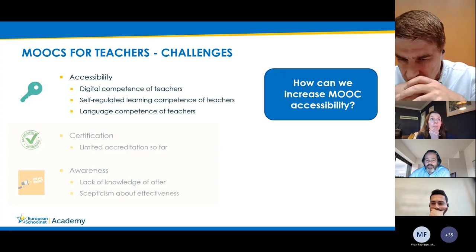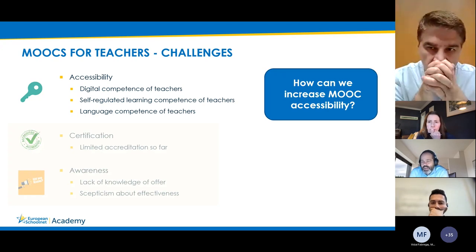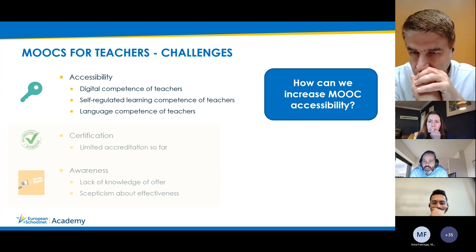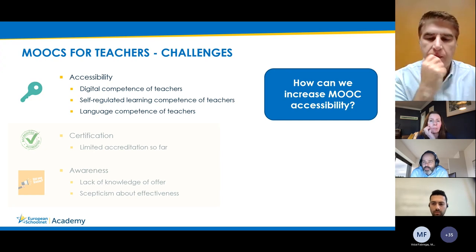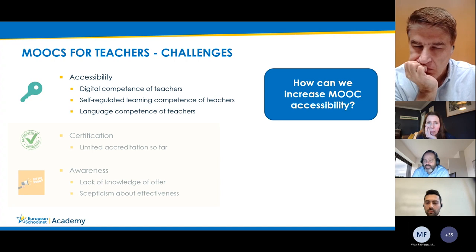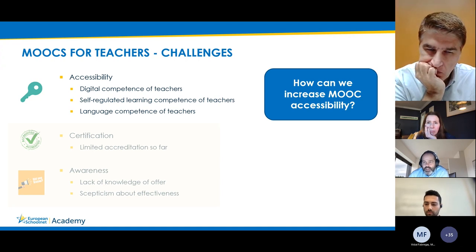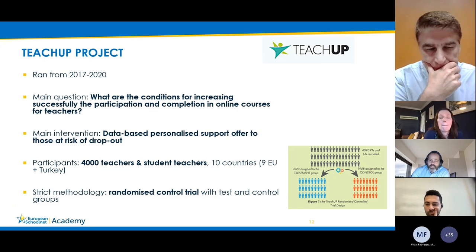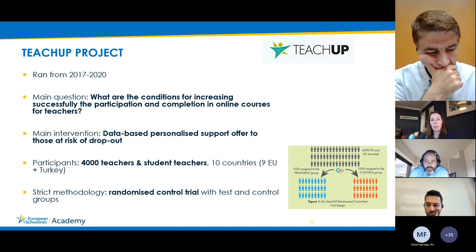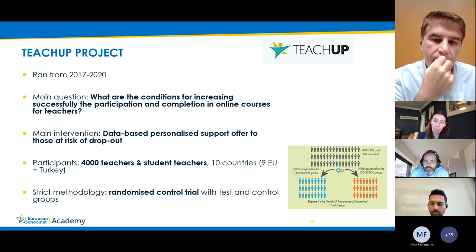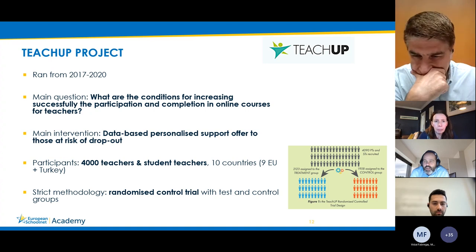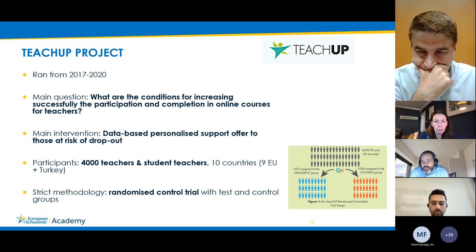So for us, a key question that we wanted to address in a project that we ran back in 2020 was: how can we increase the accessibility of our MOOCs to make sure that we can help those learners who could benefit and who would like to benefit from our offer, but don't because they lack the competencies to do so? So we ran this project called Teach Up. It ran from 2017 to 2020. The main question that we raised in this project was, what are the conditions for increasing successfully the participation and completion in online courses for teachers? So in a way, increasing the number of people who actually engage in the courses and then complete the courses.